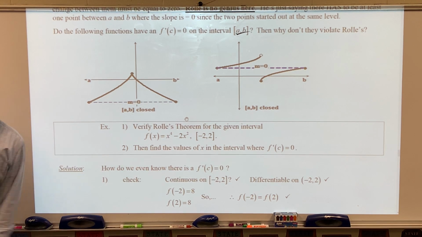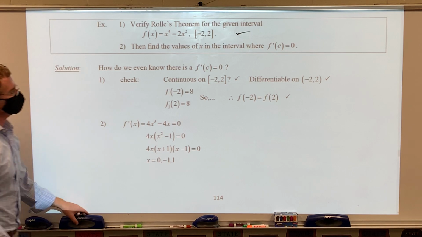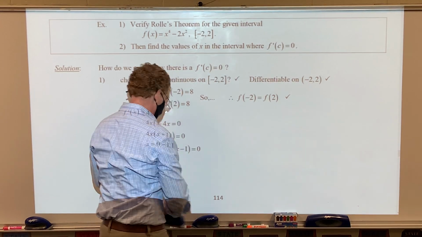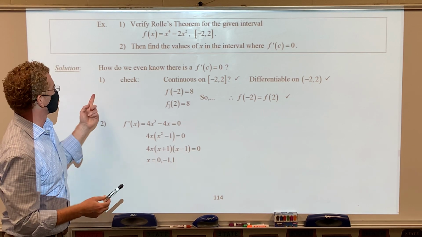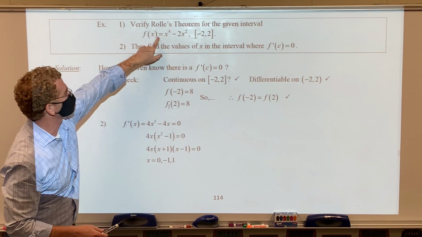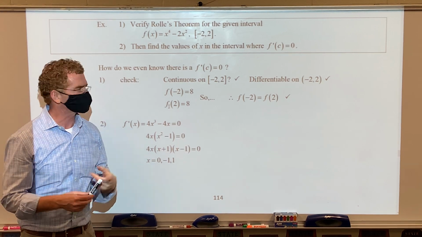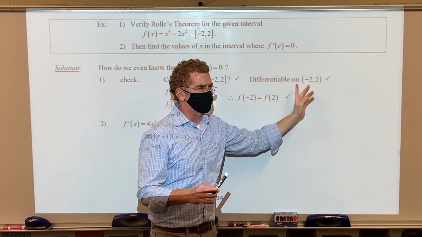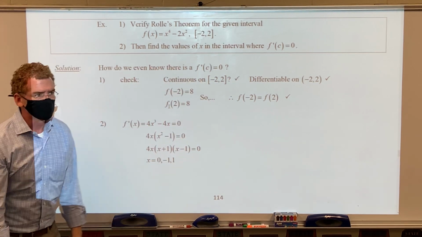So right here, example 1, verify Rolle's theorem on that interval. Well, what do you have to verify for Rolle's? It's continuous on the closed interval, and we know that's true because it's a polynomial. And it's differentiable on the open interval. Don't have to worry about endpoints. But I know that's true because it's a polynomial. And then what else?